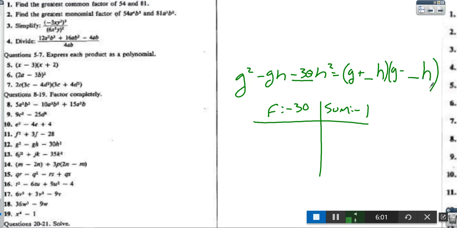All right, so what times what is negative 30 that's 1 apart? Well, that would be negative 6 and 5, right? Because when I multiply those together, I get negative 30, but when I add them together, I get negative 1. Winner, winner, chicken dinner. So my positive is 5, my negative is 6. And there we go.